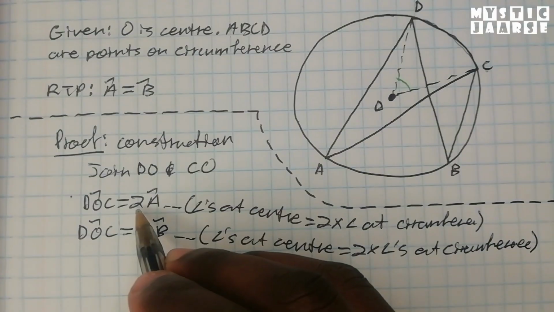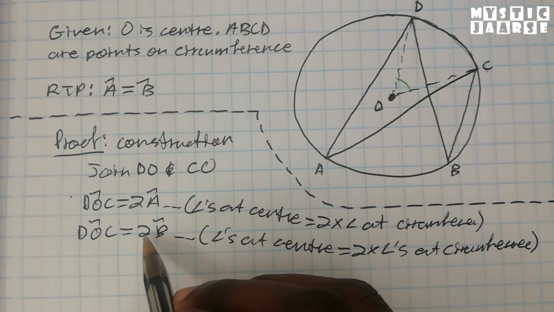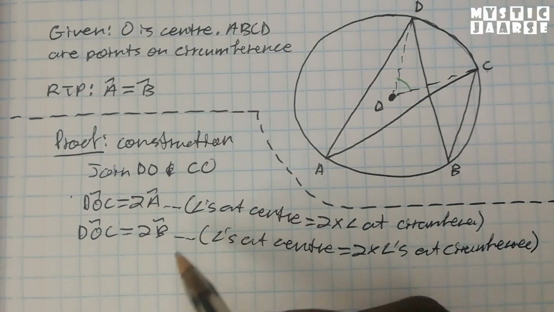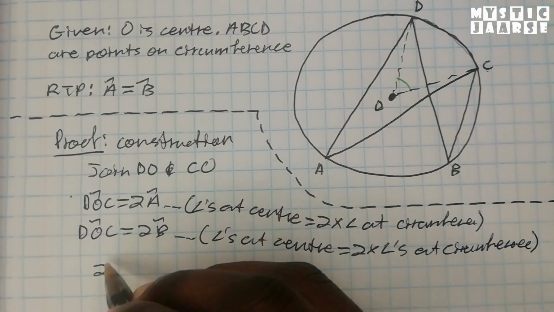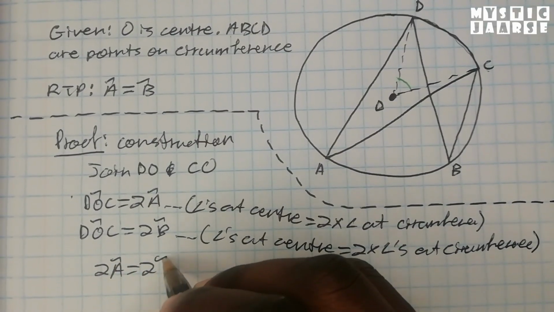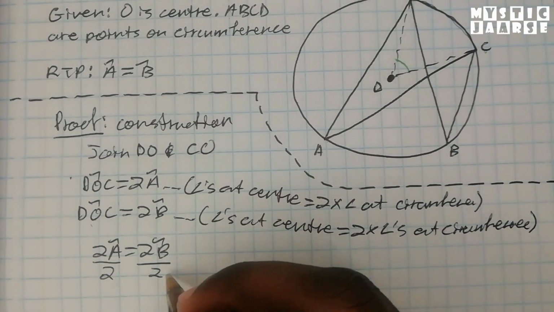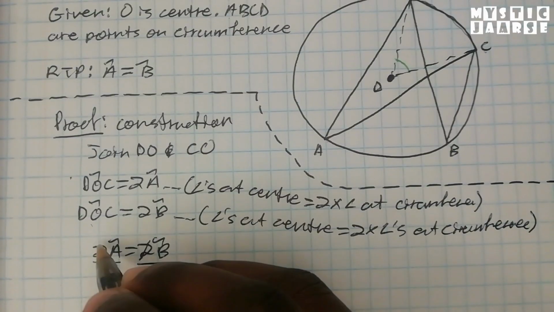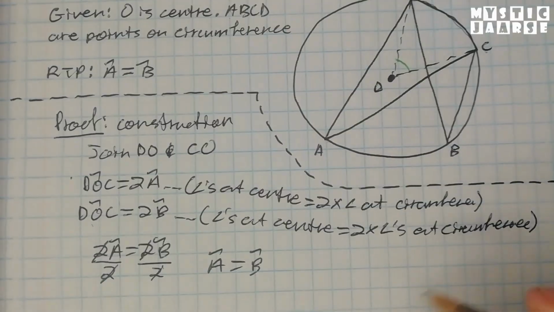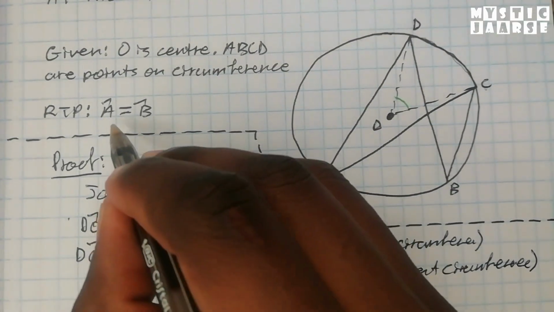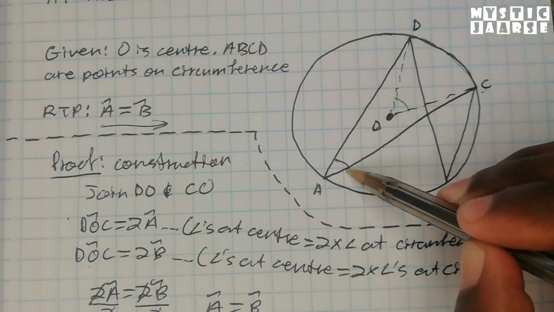Now since angle 2A is equated to angle DOC, and also angle 2B is equated to angle DOC. Since both angles are equated to something similar, then we can equate the two angles. Angle 2A is equal to angle 2B. So we need to get rid of the 2. So we divide by 2 on this side, and we divide by 2 on this side. This 2 cancels with this one. Then we are left with angle A is equal to angle B. And now we have proven that angle A is equal to angle B, meaning arc DC subtends equal angles at the circumference.